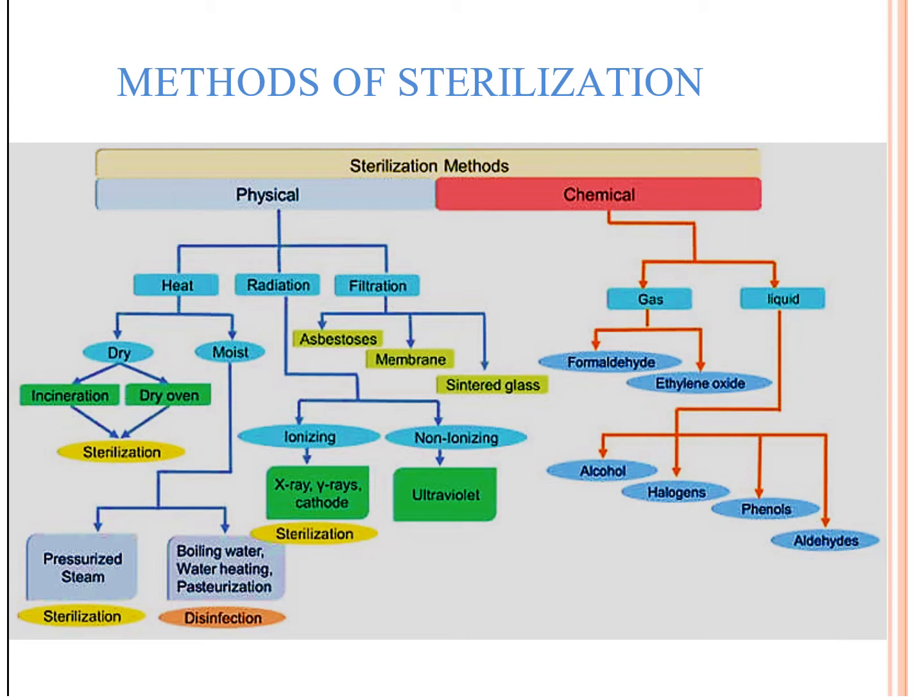In filtration sterilization, generally various kinds of filter membranes or filter asbestos membranes or sintered glass are used to filter sterilize the material, generally the media and air.